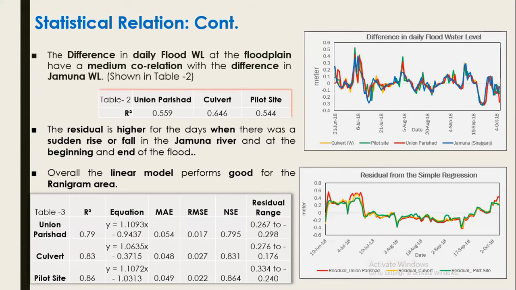Table 3 shows the R square value, mean absolute error, root mean square error, and Nash-Sutcliffe efficiency. Also, the figure below shows the residual from the simple regression. Overall, the linear model performed well for the Ranigram area, but the residual is higher for the days when there was a sudden rise or fall in the Jamuna River, and at the beginning and at the end of the flood.